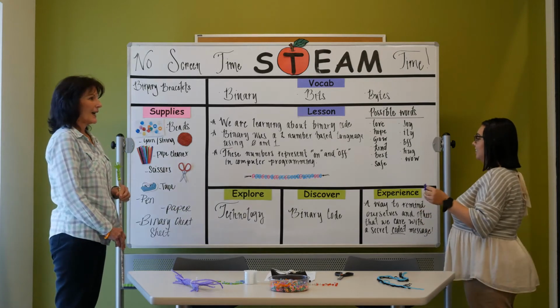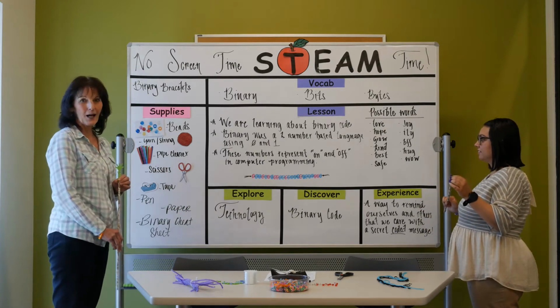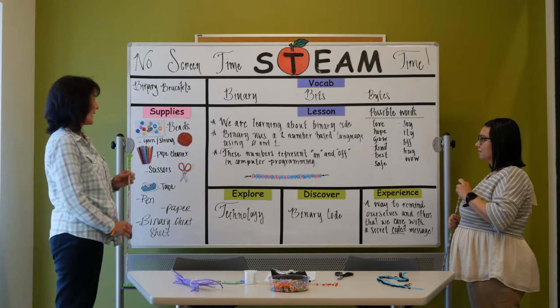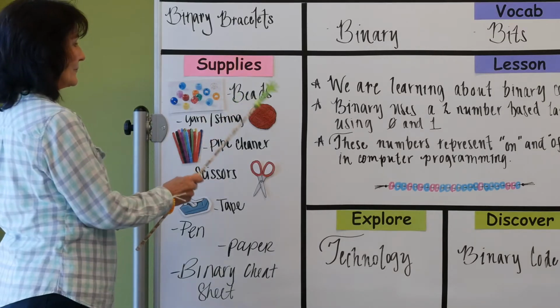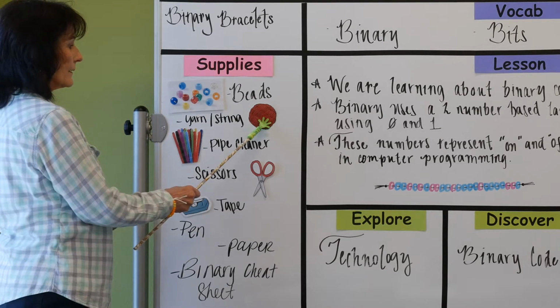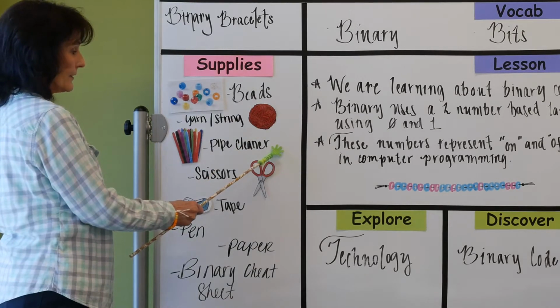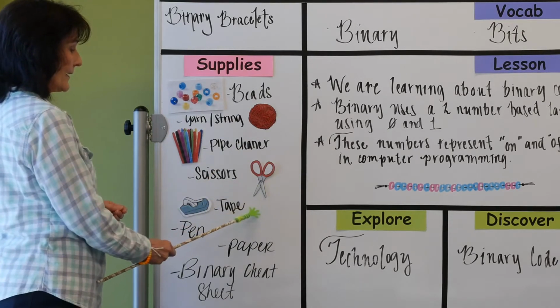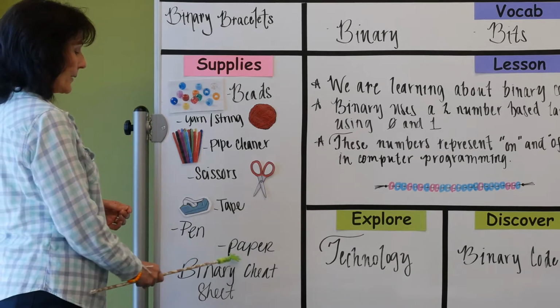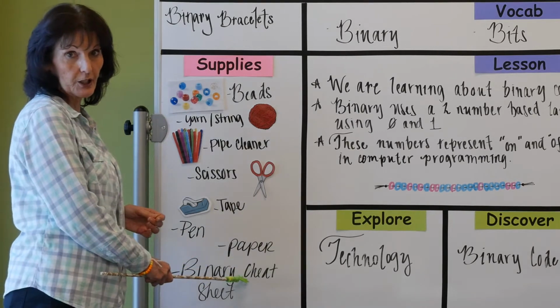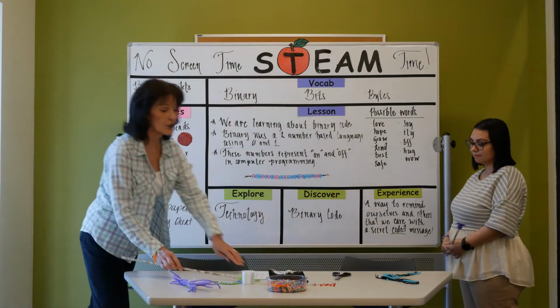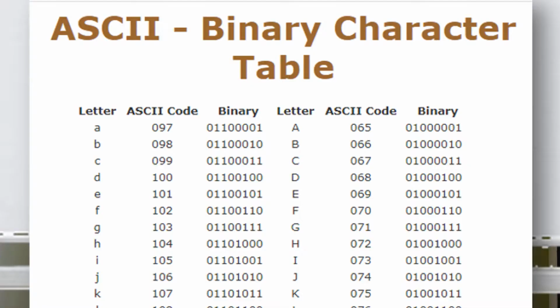So for today, the supplies that you will be needing are beads, yarn or string. You can also use pipe cleaners, scissors, tape, a pen and paper, and a binary cheat sheet. The binary cheat sheet you are going to need because from that you will determine the binary code for each letter that you're going to use in your bracelet.